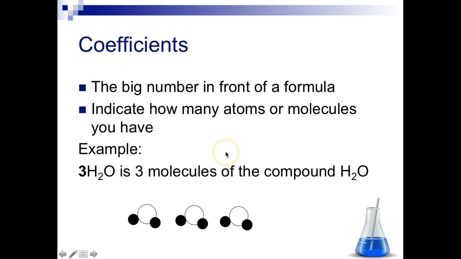Coefficients are the big numbers that you'll see in front of a formula. They indicate how many atoms or molecules you may have. So for example, if we were to write 3 in front of H2O, that means that there are 3 molecules of the compound H2O. So in our pictures, we have 3 of these because we have a 3 here.